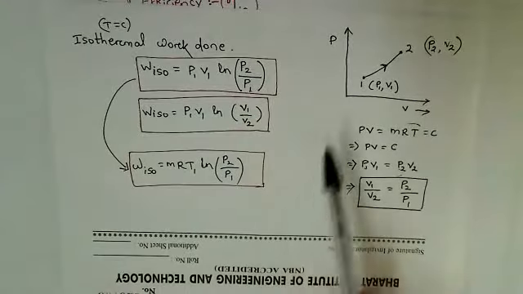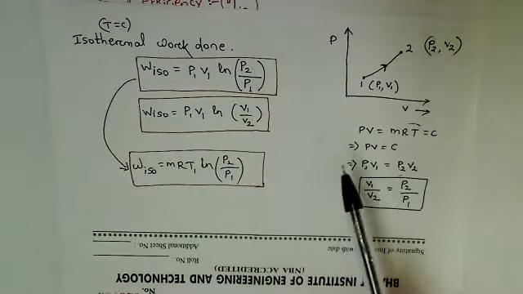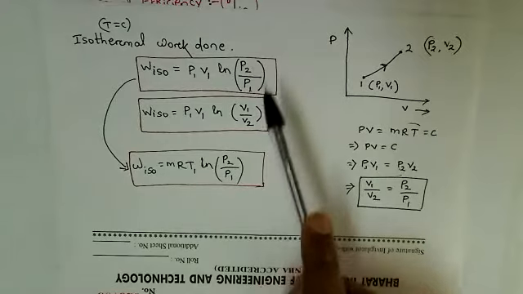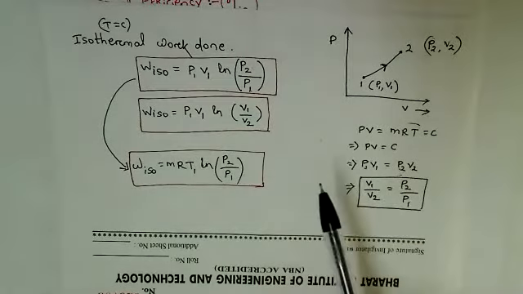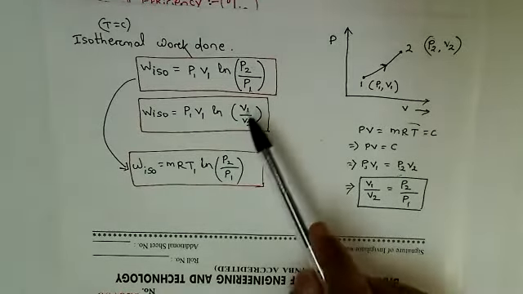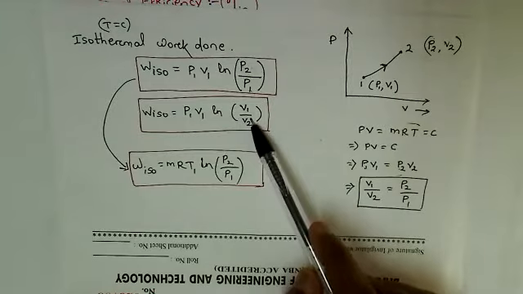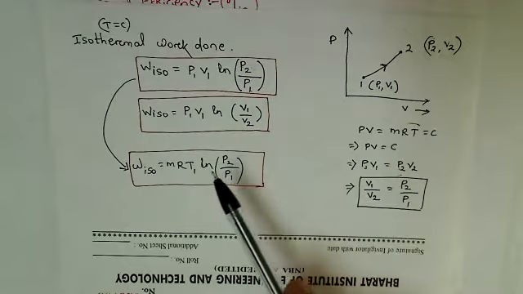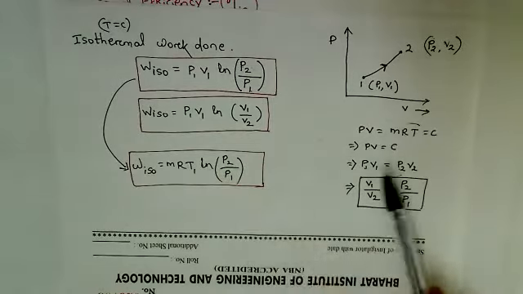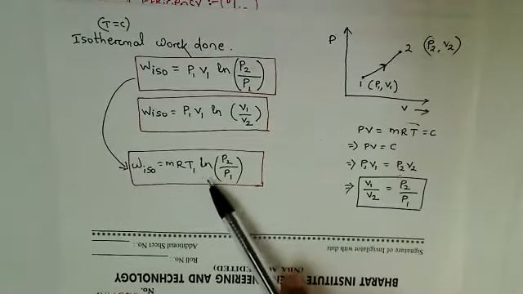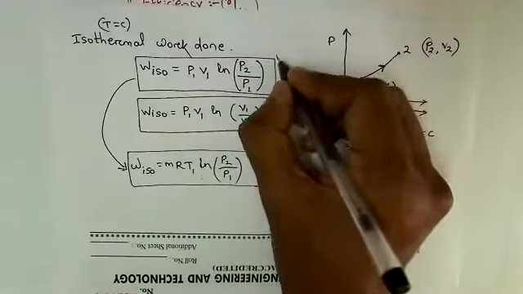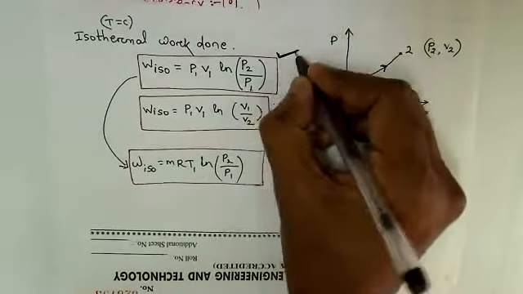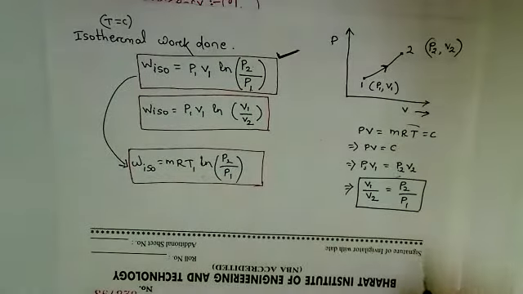Suppose in the question paper, initial pressure and final pressure are given, then we can take this formula. Suppose initial volume and final volume are given, so we can take this formula. Suppose initial pressure, final pressure and initial temperature are given, and volume is not given, so we can use this formula. So you only have to remember this formula. If you can remember this formula, then from here all the other formulas you will be able to determine.